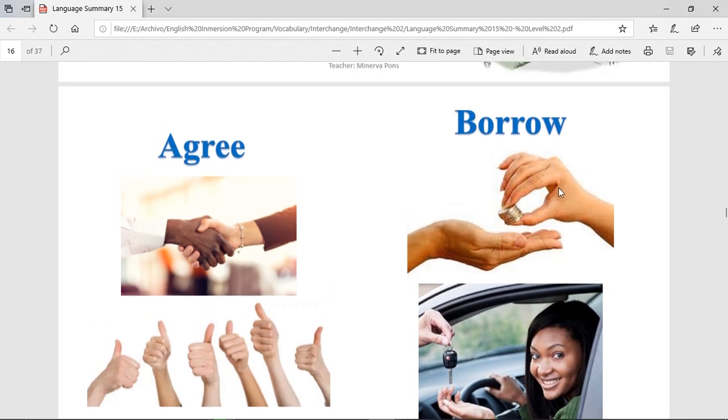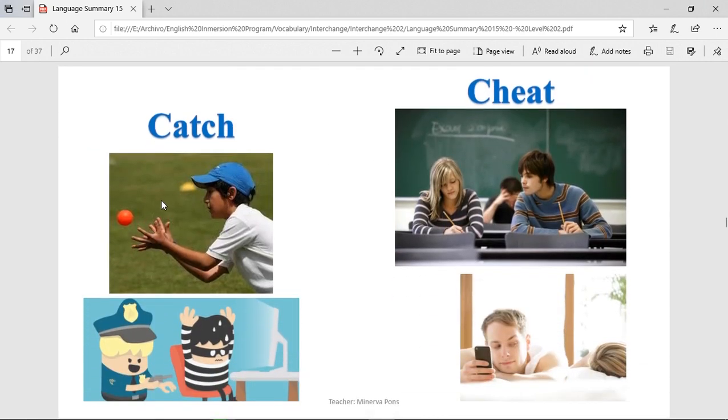Borrow. When you borrow something is when you take something that doesn't belong to you for an amount of time, but at the end you give it back or you return it. Catch. When you catch a ball, it's when you take it when somebody throws it at you. Or when you catch a thief, is when you get it. Basically, to catch is like to get something.